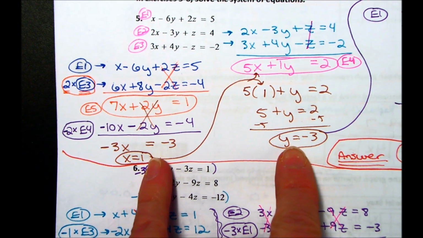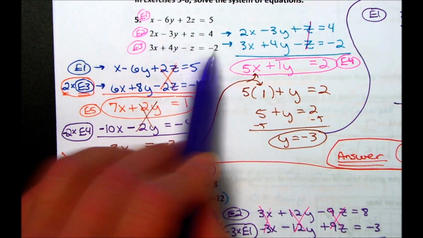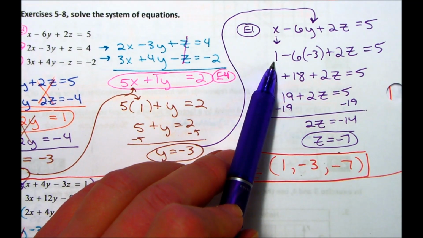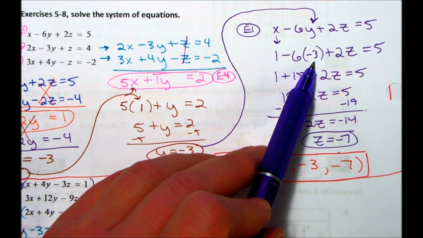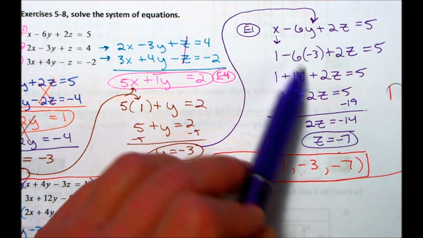Now that you have your x and your y, you can then use one of your original equations. So I used equation 1. If you see, I rewrote it over here. I substituted 1 for x, I substituted negative 3 for y, and then brought down the z and the constant, and then I'm going to simplify.